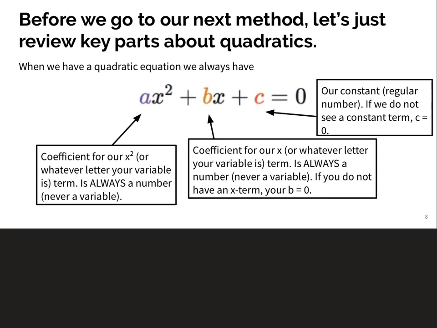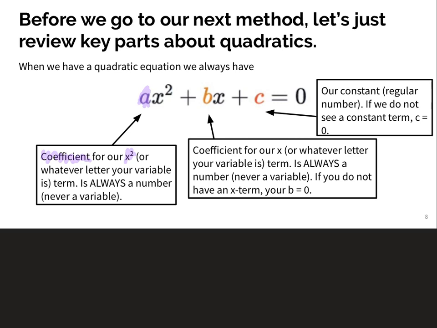So this a that we see over here, let me change it to be more of a purple color, right? So this a over here is our coefficient for our x squared, or whatever letter your variable is, term, right? So it's always going to be a number, right? A, b, and c are always going to be numbers because they're coefficients, right? So it's whatever number is hanging out before your squared term, right?